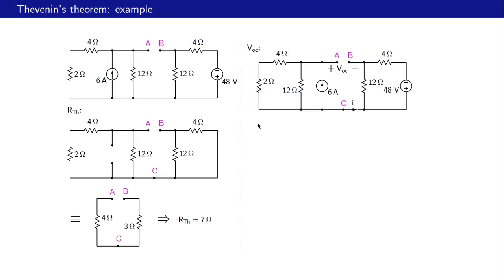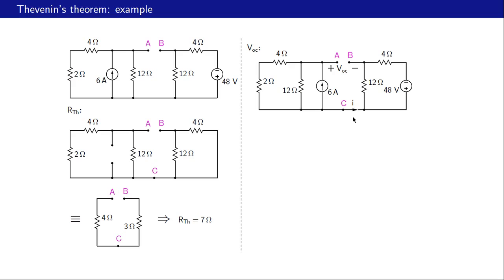Let us now look at V Thevenin. V Thevenin is the same as VOC, this voltage here. And how do we go about finding that voltage drop? We note that this current I must be 0 because there is no return path for this current. There is an open circuit here. And if this current were not 0, then that would lead to violation of the charge conservation principle.